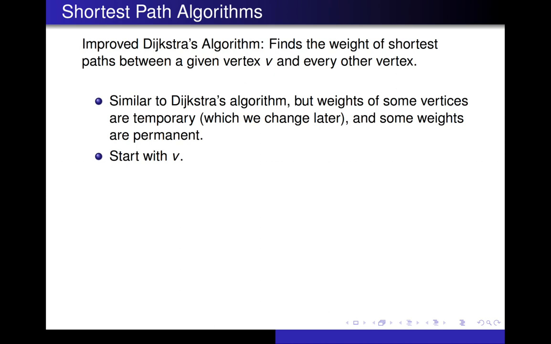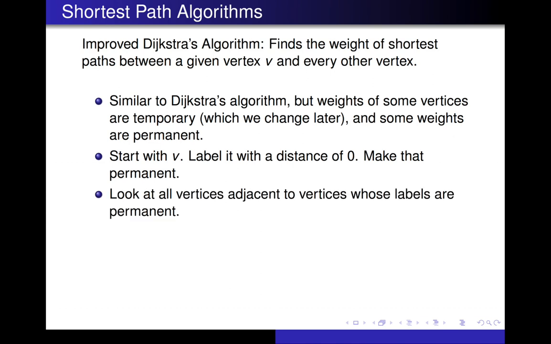So what we're going to do is, again, start with V and label that with a distance of 0. That one's permanent because we know exactly that it's 0. At any given step in our algorithm, there are some we're going to be positive of, and those are going to be our permanent labels. There are some we're going to be kind of sure of, and those are going to be our temporary labels.